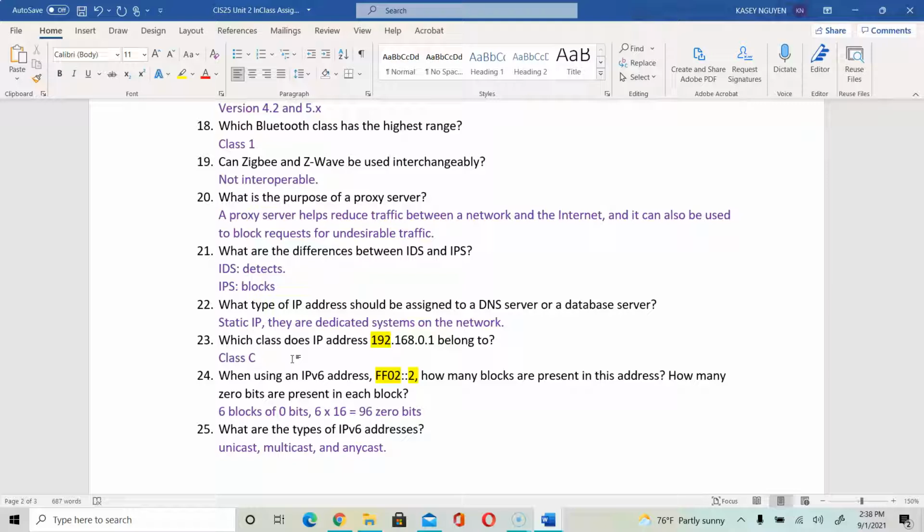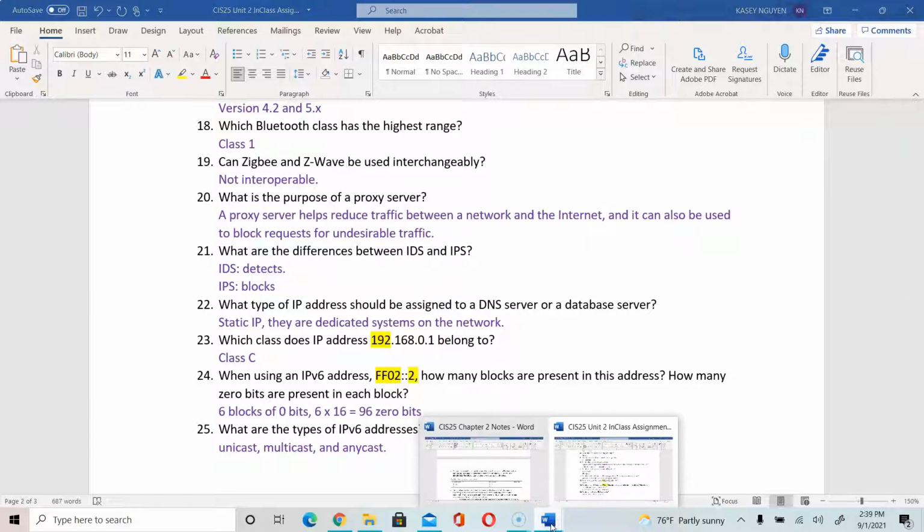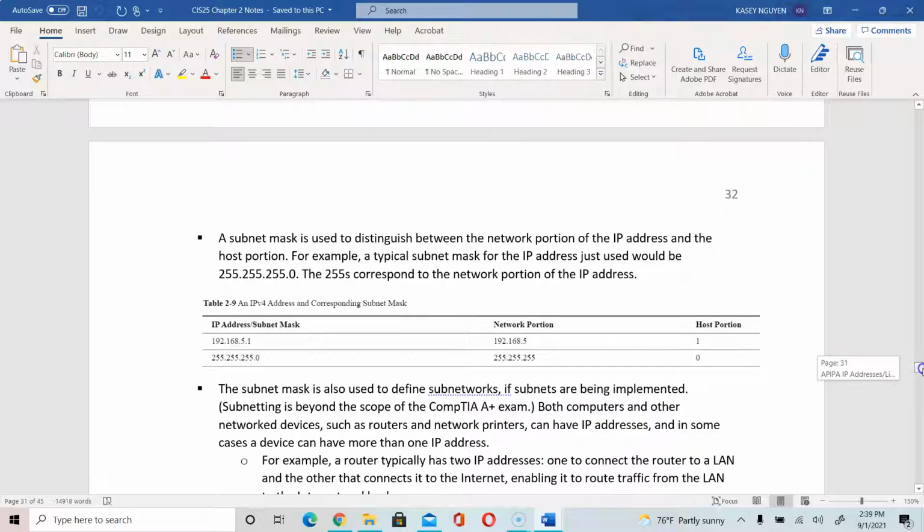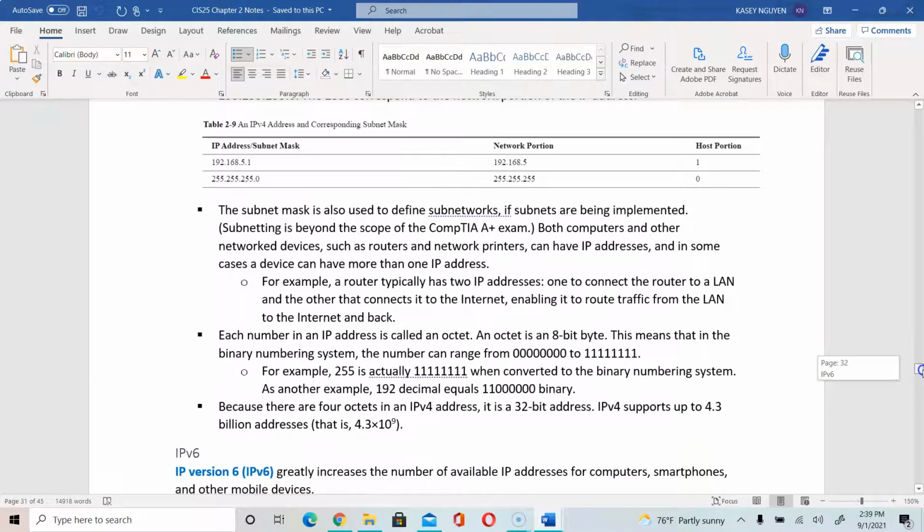For number 24, when using an IP version 6 address, as in the example shown here, how many blocks are present in this address? How many 0 bits are present in each block? So here you would see that there are 6 blocks of 0 bits. 6 times 16, because they're hexadecimal numbers, is going to give you 96 0 bits. So for A+, you don't have to worry about this so much, but the Network Plus students would need to know. And you can find the information for IPv4 and IPv6 on pages 30 and 31.